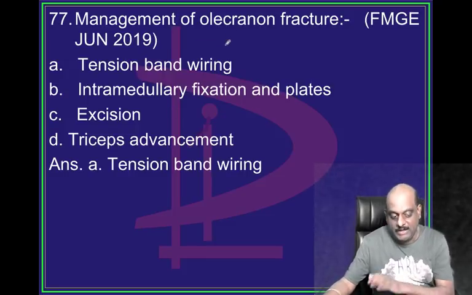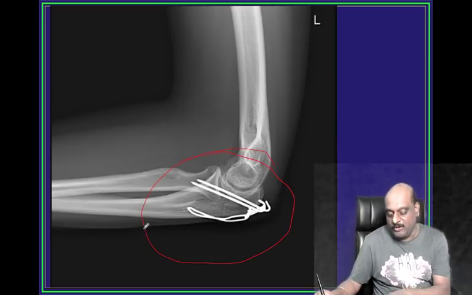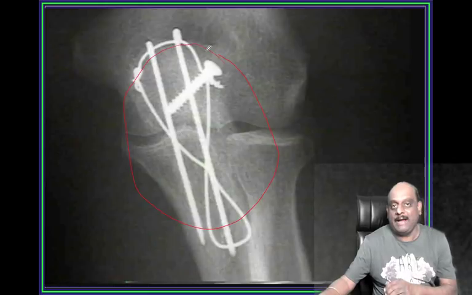Olecranon fracture, how do you manage, doc? Tension band wiring. Olecranon fracture, tension band wiring.